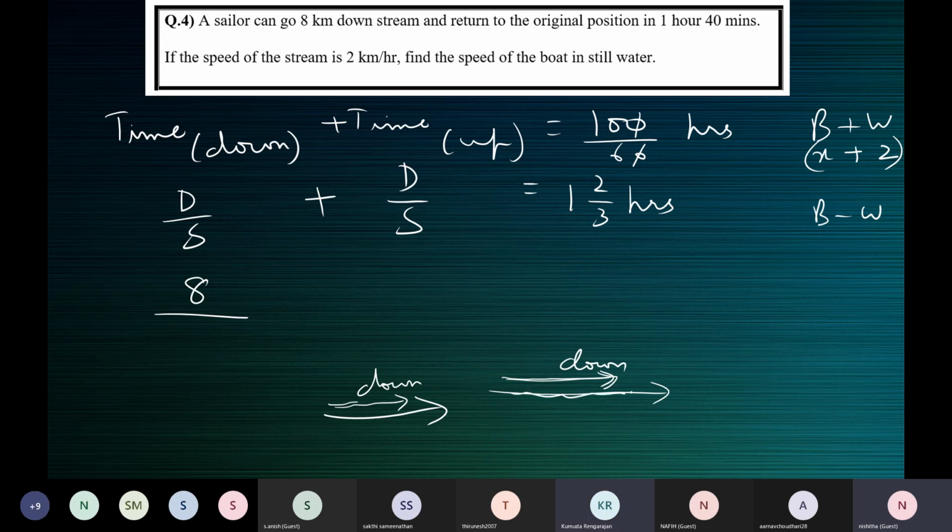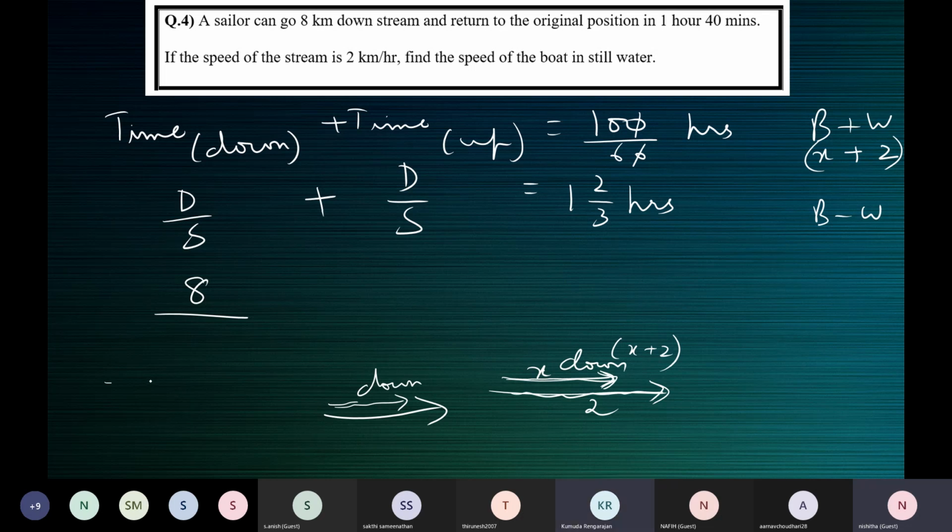So water is flowing at the rate of 2 kilometers per hour. You're rowing at the rate of x kilometers per hour. x plus 2, because you're going in the same direction, no? Downstream, same direction. Your net speed will be x plus 2 kilometers per hour.